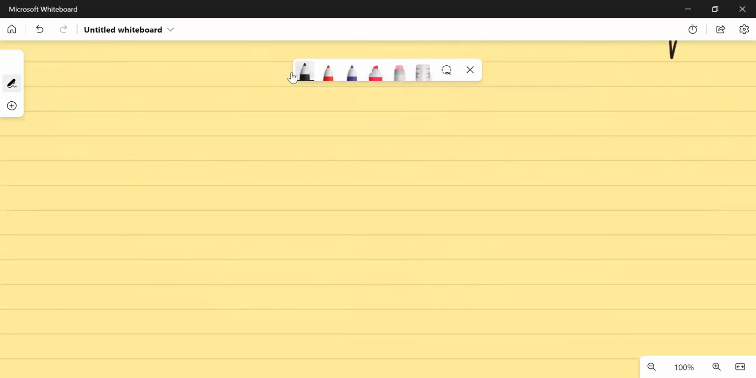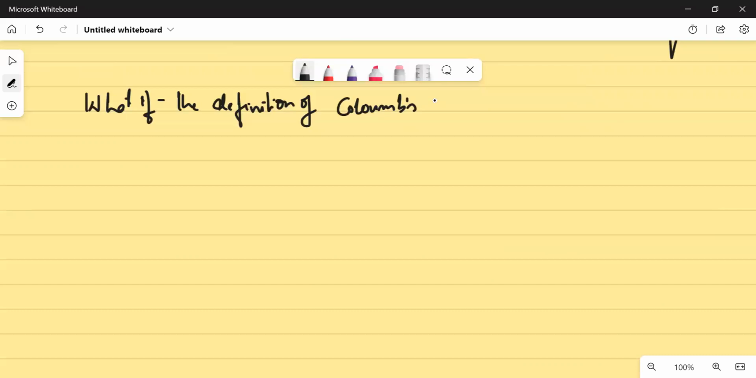Now, yesterday I was trying to teach one thing: what if the definition of Coulomb's law changes? You already know that Coulomb's law is an experimental law. It has been found that in nature, whenever there are two point charges, the force between the two is inversely proportional to the square of the distance between them. So it is a mutual central force, and you can say that it follows something called the inverse square law.